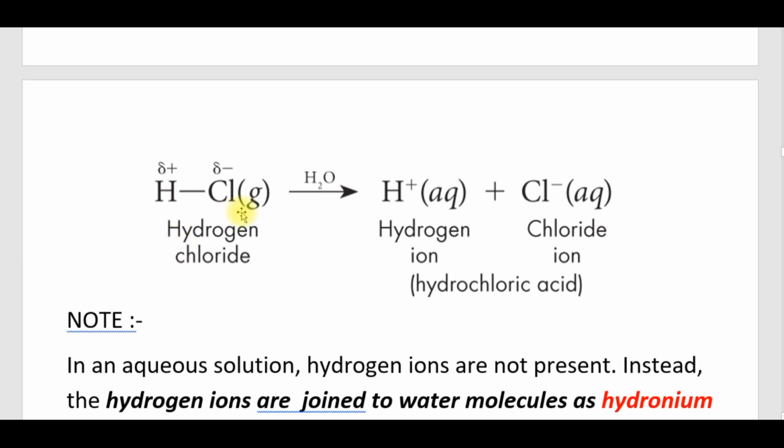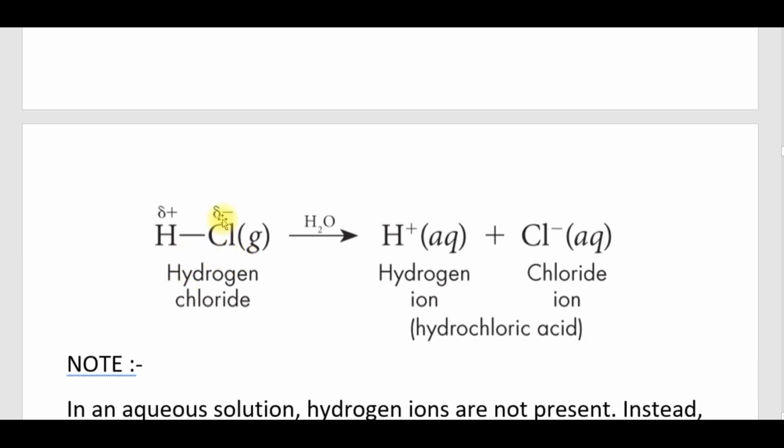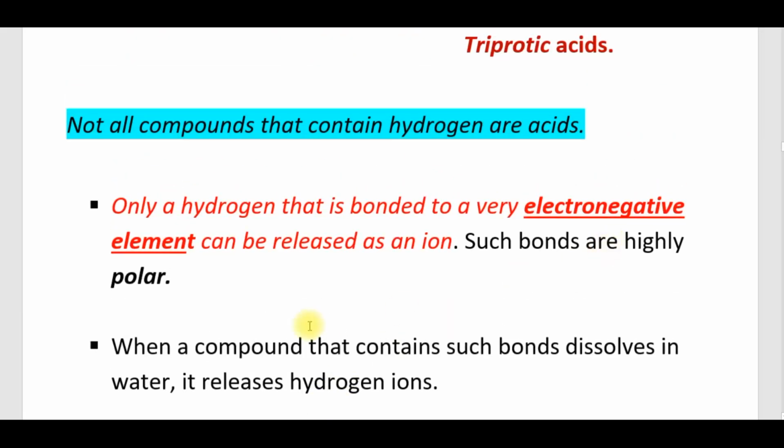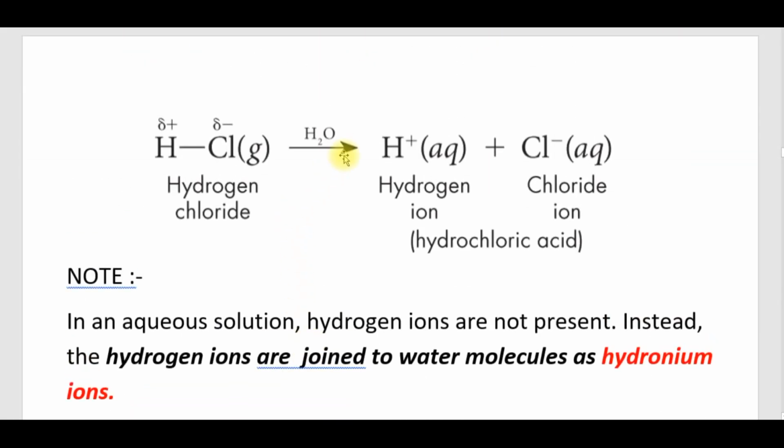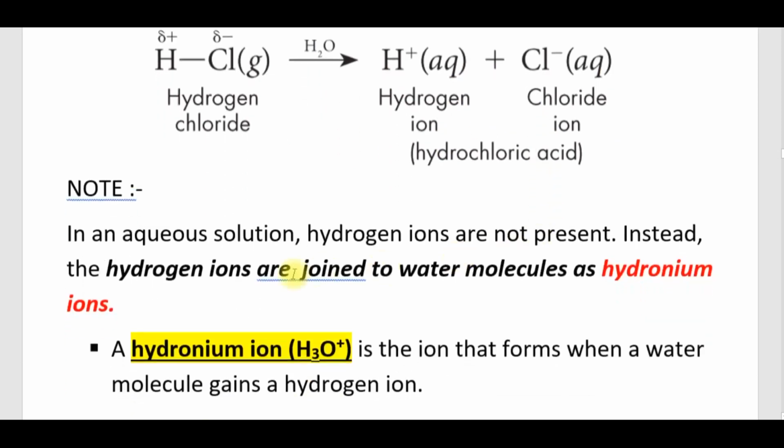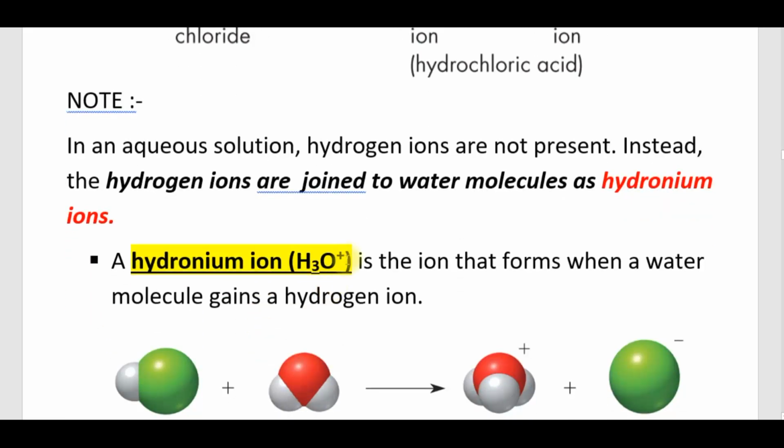When HCl is connected to the highly electronegative element Cl, and it is in the presence of H2O, it changes into H+ and Cl-. That means hydrogen ion plus chloride ion. And note one thing: in an aqueous solution, free hydrogen ions are not present. Instead, hydrogen ions are joined to water molecules as hydronium ions. Hydronium ion means H3O+, the ion that forms when a water molecule gains a hydrogen.